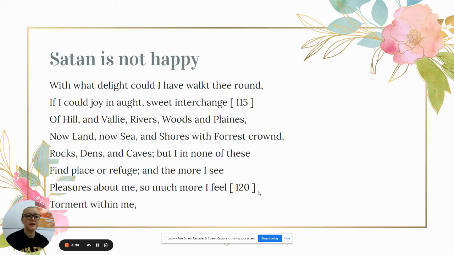But I in none of these find place or refuge. And the more I see pleasures about me, so much more I feel torment within me. So again, and I'm just going to keep doing this, and some of the links will be tenuous and some will be a lot more concrete, but thinking about characters who are happy in their settings, happy in their environment.